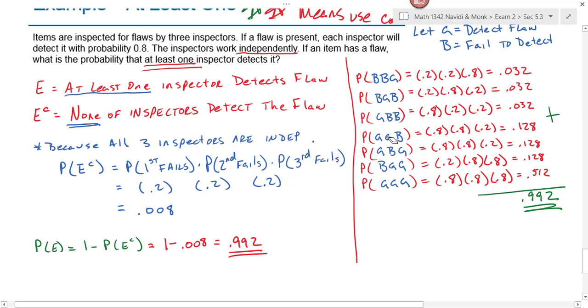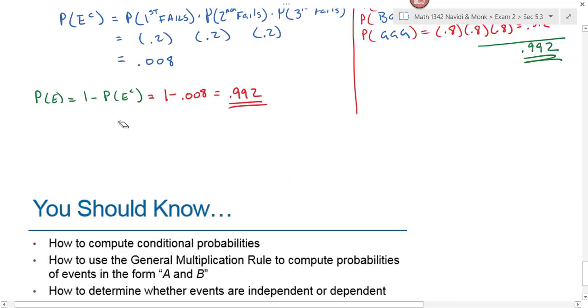You see why I don't like this method? You probably won't like it either, especially if I had 10 inspectors instead of 3. But it also verifies that the complement method works.